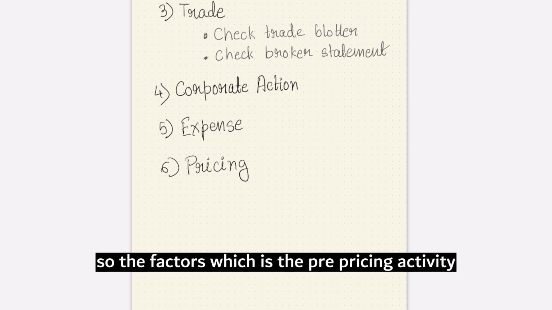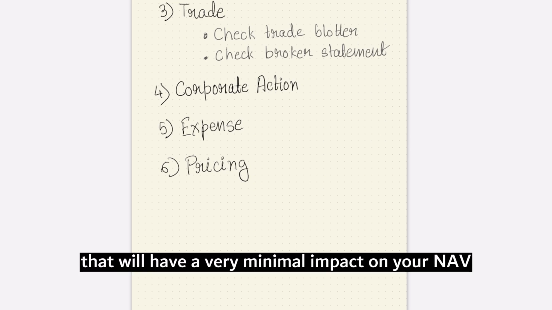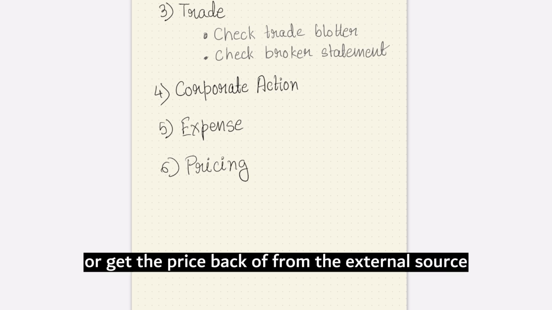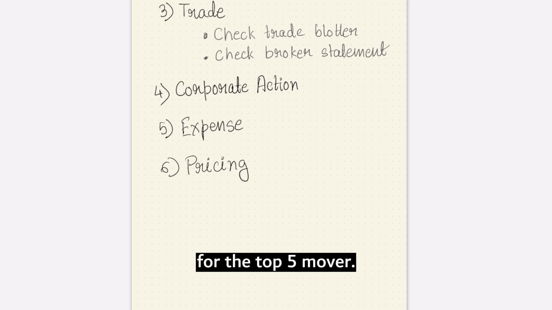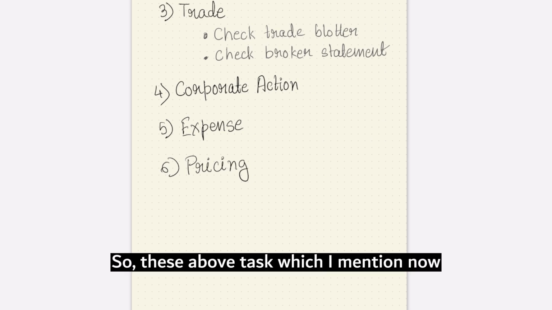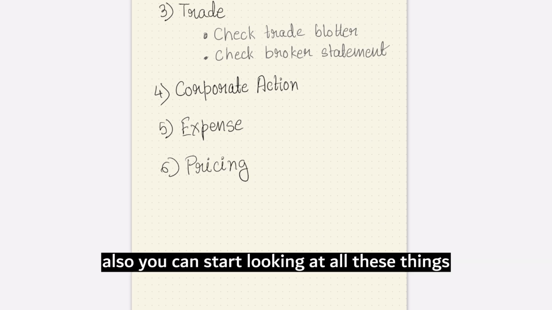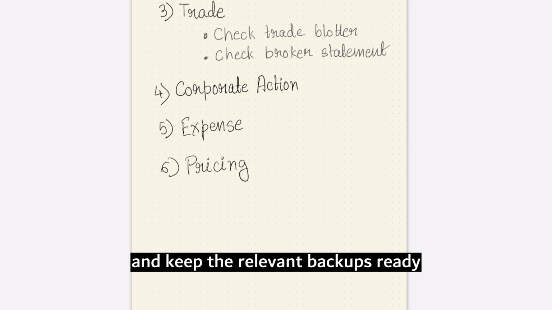So the pre-pricing activity will have a very minimal impact on your NAV movement. The majority of your NAV movement impact should be on your market value. To justify that, you need to show that the price movements are correct. So it is always advisable to check or get a price backup from an external source for the top 5 movers. These tasks which I mentioned are not restricted to the reviewer. As a preparer also, you can start looking at all these things and keep the relevant backups ready.